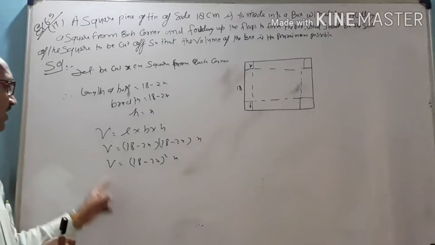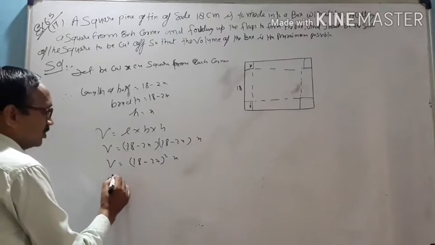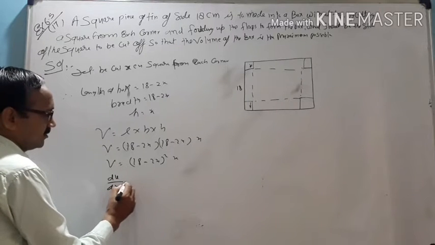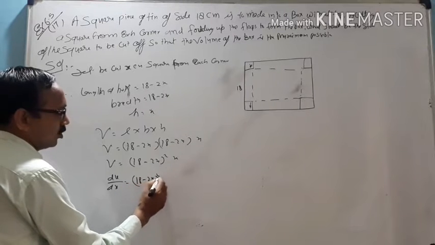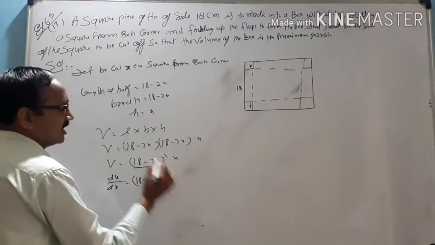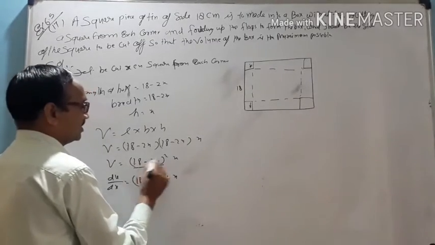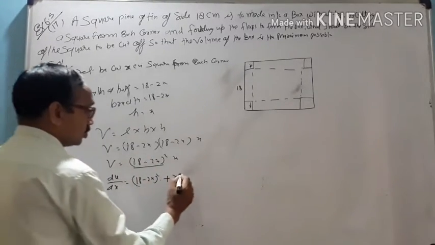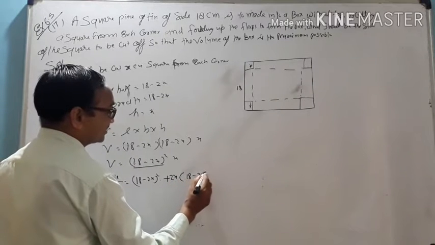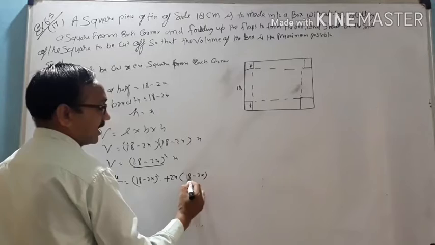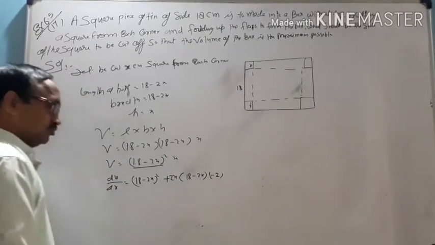So this is our function. Now we differentiate this function with respect to x. So dV upon dx: we take the first function (18 minus 2x) whole square, and the differential coefficient of x is 1. Now plus x as it is, and differentiate the first function: 2 into (18 minus 2x), and differentiating 18 minus 2x gives minus 2.